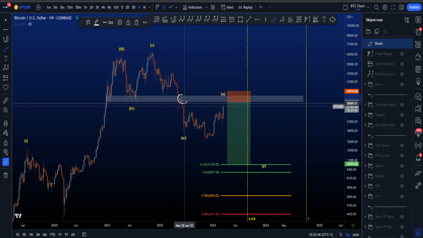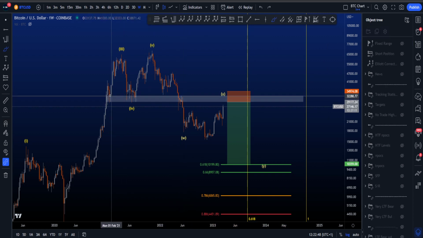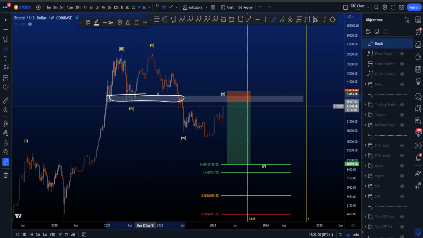So over here you can see a weekly time frame order block, but it's also a very important support resistance area.